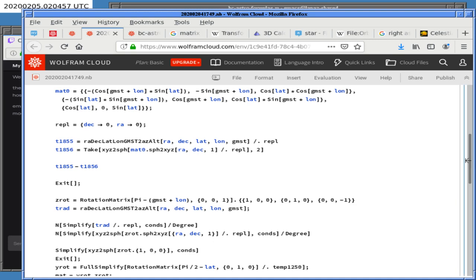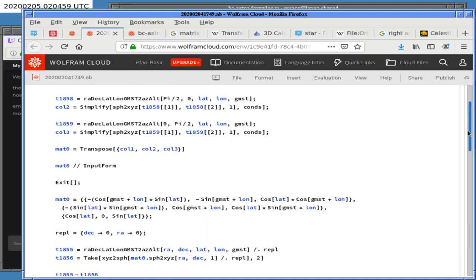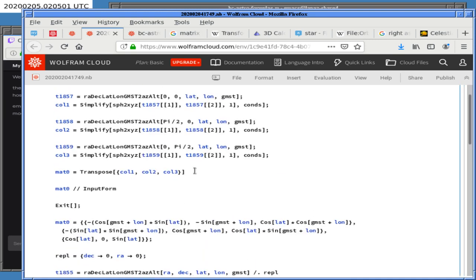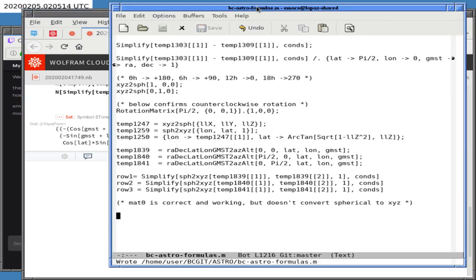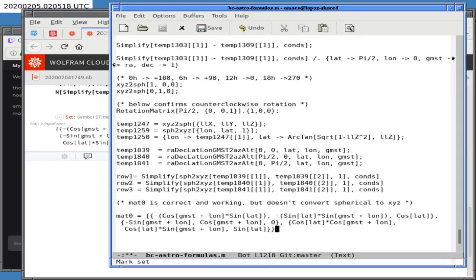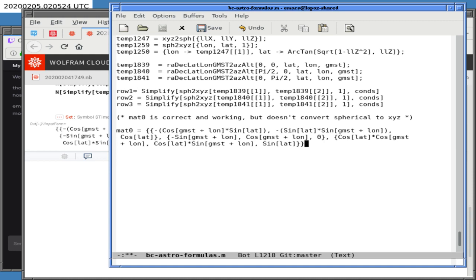We are still way up here because this is our first exit. I do not want this. I only want an input form. And I'm very suspicious of this result. Looks way too much like the result I had before. However, I'm going to pretend that looks okay.